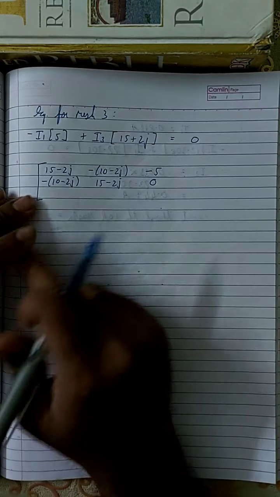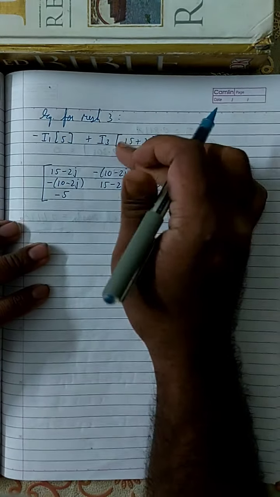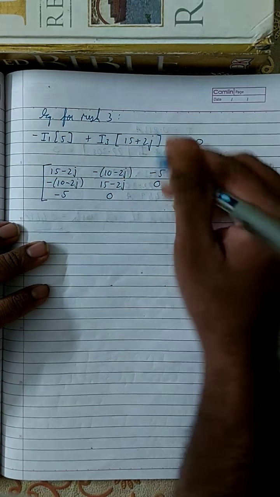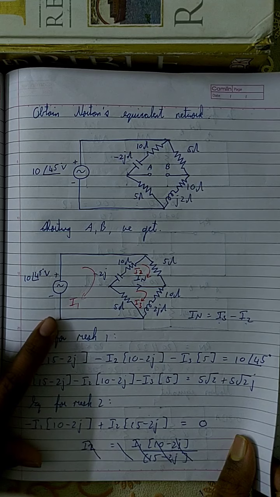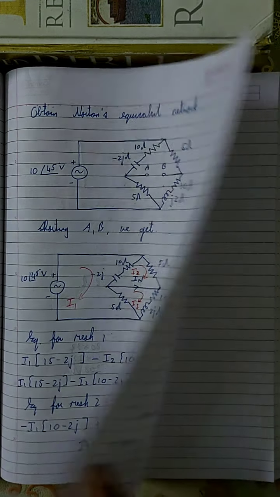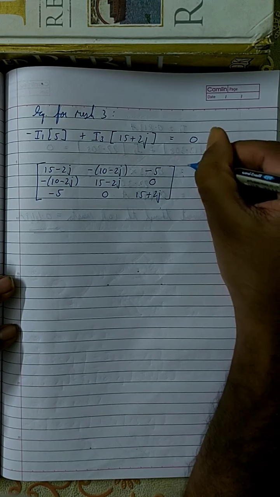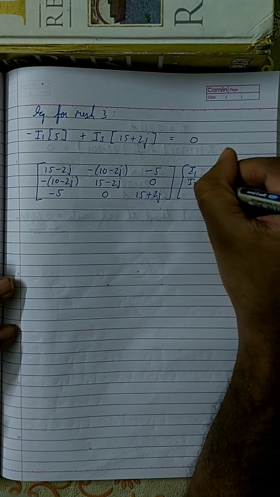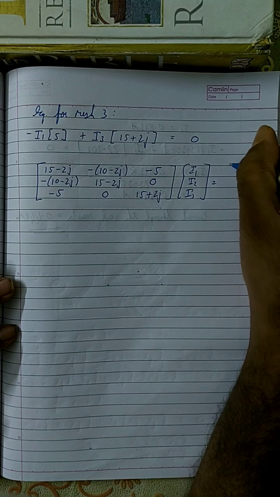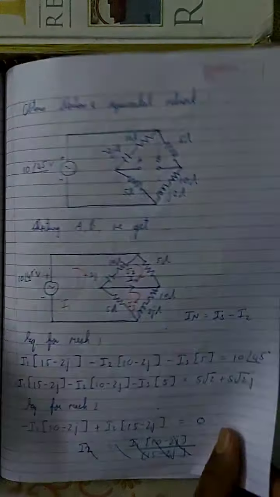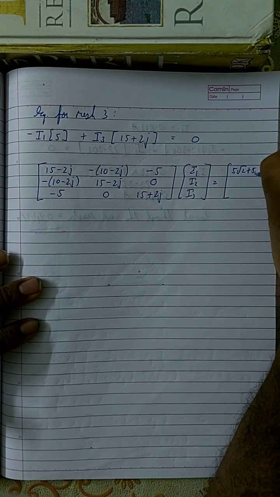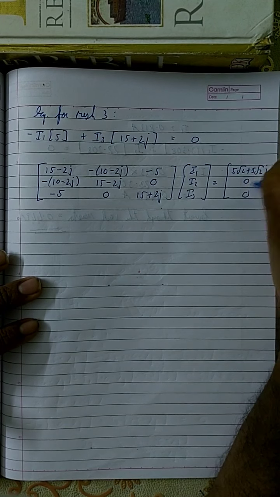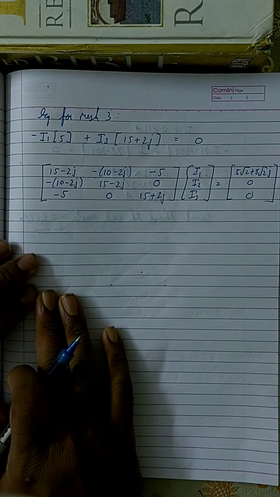In the last equation, the coefficient of I1 is minus 5, the coefficient of I2 is 0, and the coefficient of I3 is 15 plus 2j. So this is the equation, with I1, I2, I3 as the unknowns, and the constants are 5 root 2 plus 5 root 2j, then 0 and 0. Now I'm going to find the value of I2 and I3.